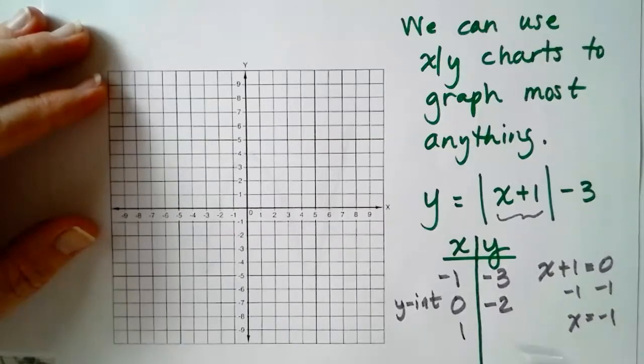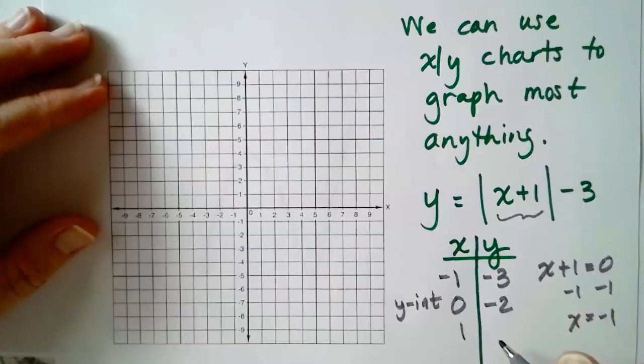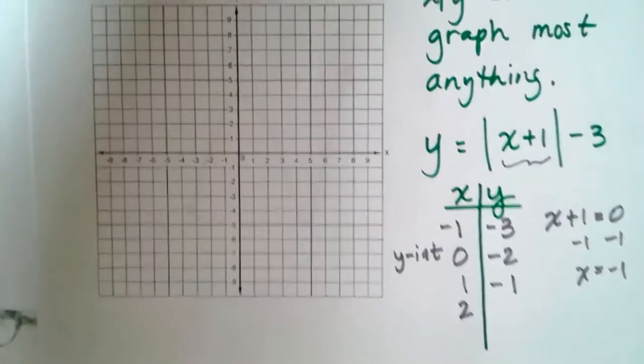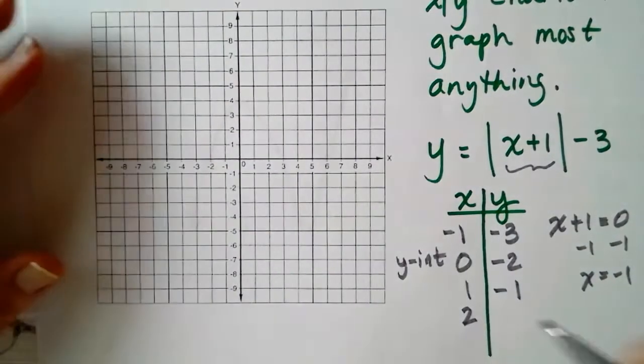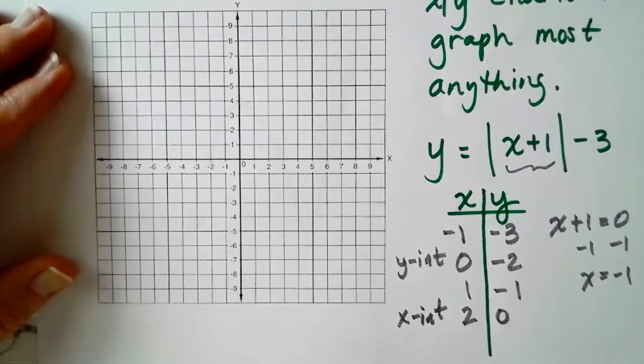If we plug in positive 1, let's check it out. So 1 plus 1 is 2. Absolute value of 2 is 2. 2 minus 3 is negative 1. Let's go one more in the positive direction. Let's plug in 2. 2 plus 1 is 3. The absolute value of 3 is 3. 3 minus 3 is 0. This is great. This is an x-intercept.